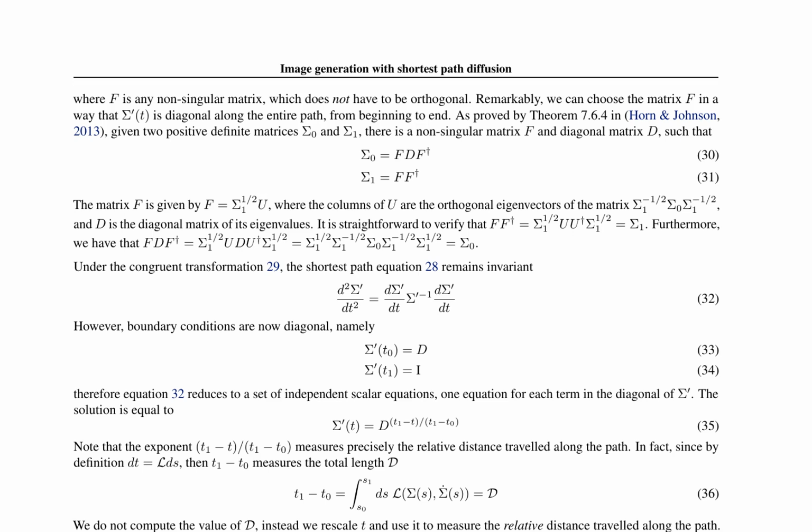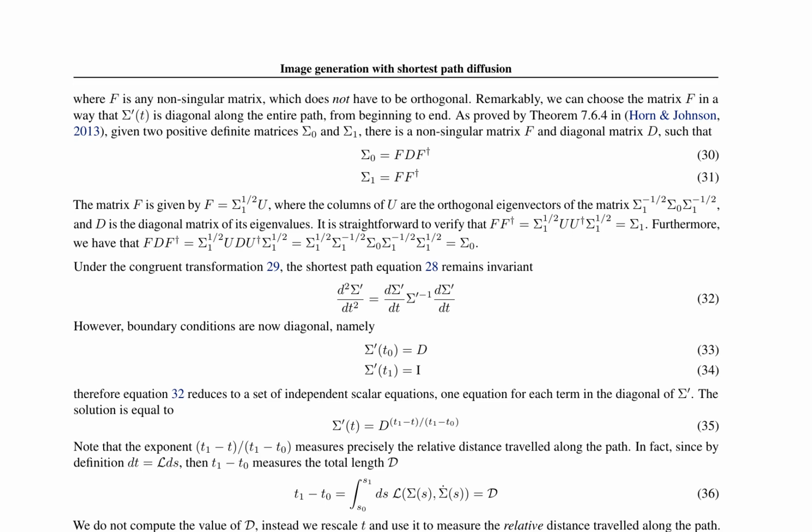Image generation using the shortest path diffusion method relies on a non-singular matrix F, which transforms covariance matrices sigma 0 and sigma 1 into diagonal forms through a congruent transformation. This process yields a set of independent scalar equations, enabling the derivation of sigma(t), a measure of the relative distance traveled along the path.